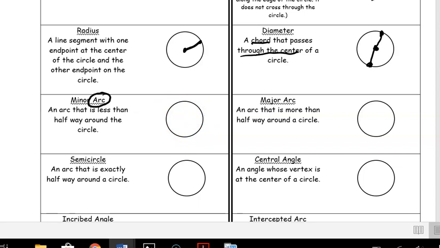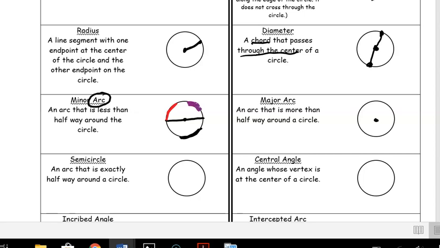A minor arc is an arc that is less than halfway around the circle. So let's draw in a diameter, because a diameter cuts our circle in half. So any arc that is smaller than halfway, this would be a minor arc. Down over here, this is a minor arc because it's less than halfway. If I do one more, in black, that's a minor arc because it's less than halfway around our circle. Okay? Versus a major arc.